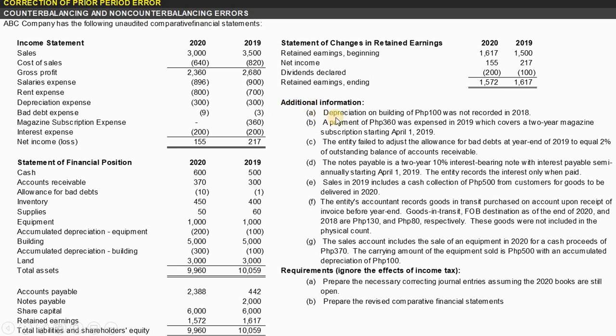Depreciation on building of 100 pesos was not recorded in 2018. So this error was in 2018. It means that this was committed before the earliest prior period presented. Again, in our financial statement, the earliest prior period presented is 2019, and 2018 is before 2019.